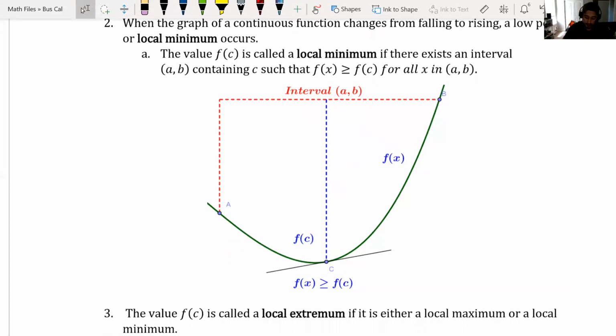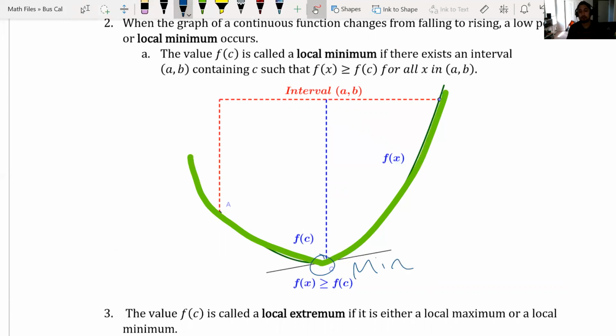decrease and then increase, as you see here. Our graph decreases and then increases, creating a local minimum at the bottom. So that's just the local minimum. It must go from decrease to increase, from falling to rising.